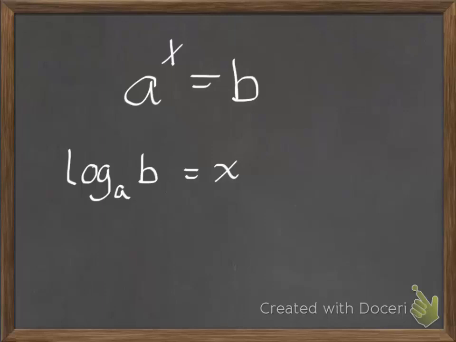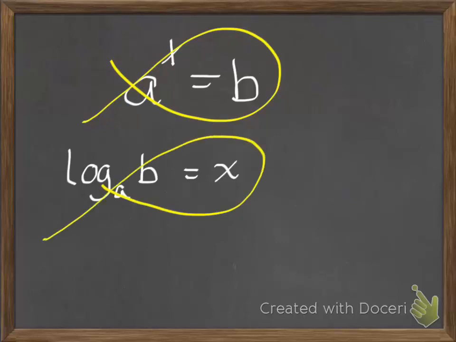And one of the easy ways to remember how to rearrange is using a fish. And it goes back and forth that same way. a to the x equals b, log base a of b equals x. And today we are, for the most part, just going to be converting back and forth and doing some simple calculations.